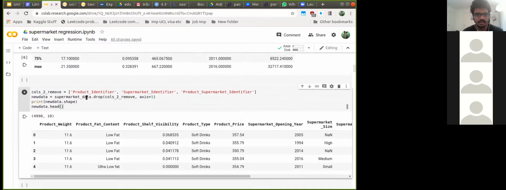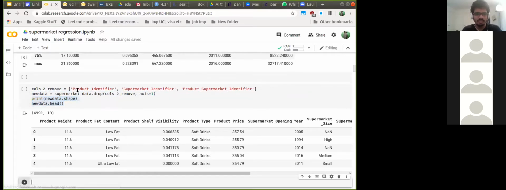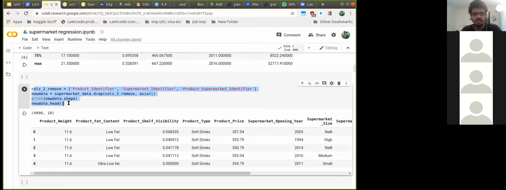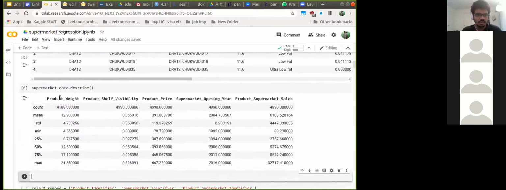Again, I'm removing a few features that are not really important. They're basically identifiers, right? Having identifiers can cause the data to have multiple categories, and it can cause the data to become really, really large. So instead of having an identifier and encoding it, it's best to simply drop them most of the time. So that's what we'll be going through here.